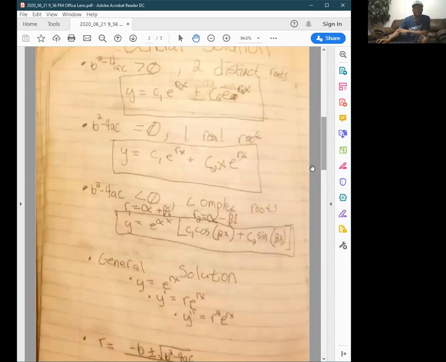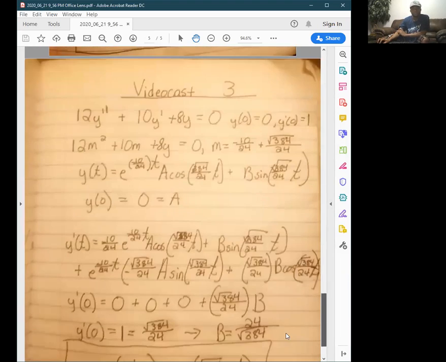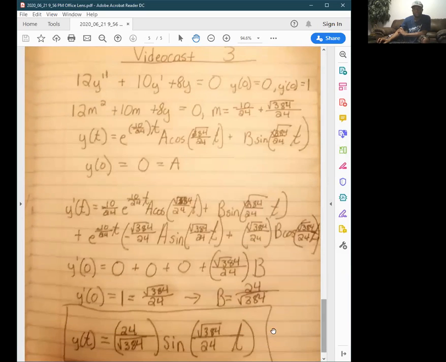Now going to this last formula, which was the harder one for me to make. I hope it's not too complex. It was kind of hard to make one. But it's when b squared minus 4ac is less than 0. You get the complex root. So when you have a complex root, you already know your a and c values are going to be quite large. So we've got 12y double prime plus 10y prime plus 8y is equal to 0.